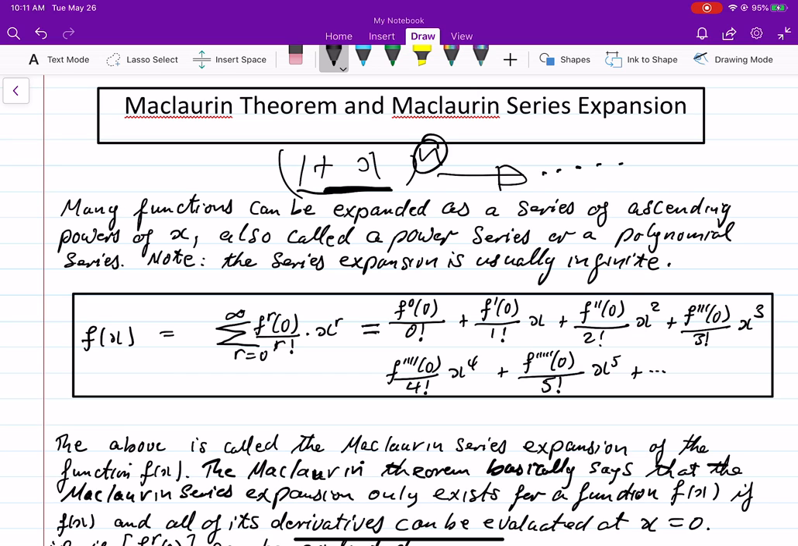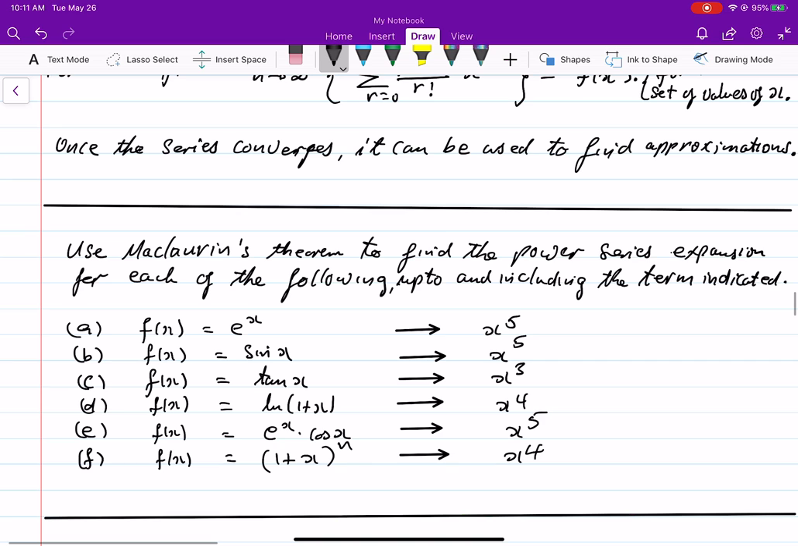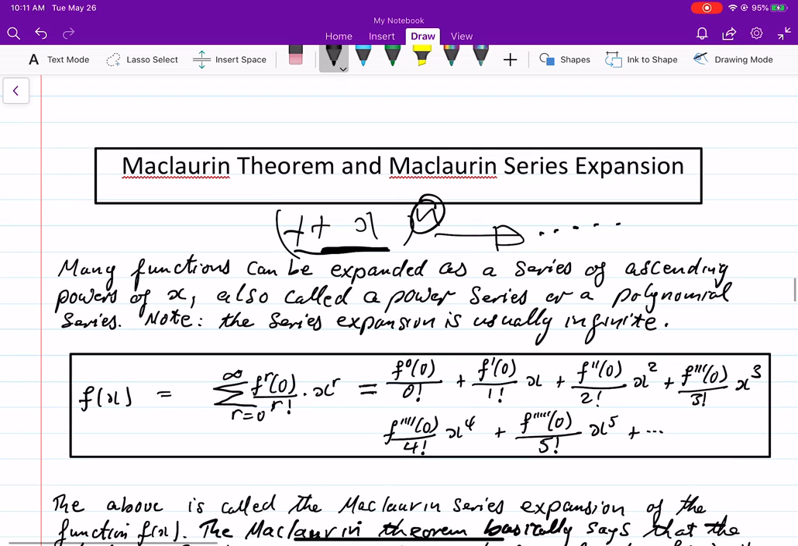Maclaurin's theorem or Maclaurin series expansion allows you to expand many other functions other than a binomial. For example, a little later on, you're going to see I'm asking you to expand these functions: the exponential function, the trig functions sine x, tan x, ln of 1 plus x, and so on and so forth. So it appears as if the Maclaurin series or the Maclaurin theorem helps us to expand a whole host of other functions other than a binomial.